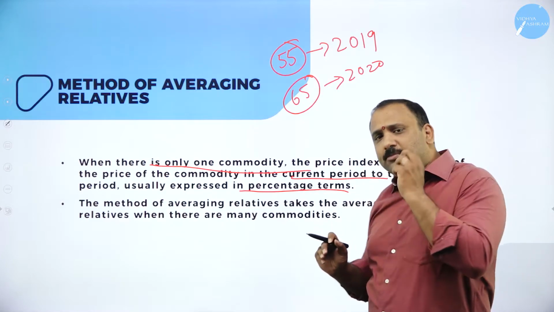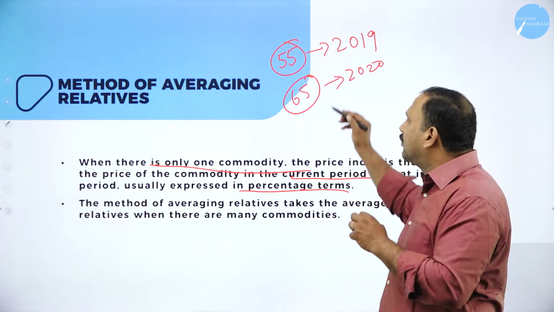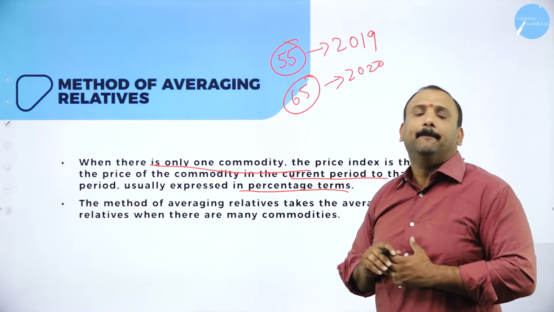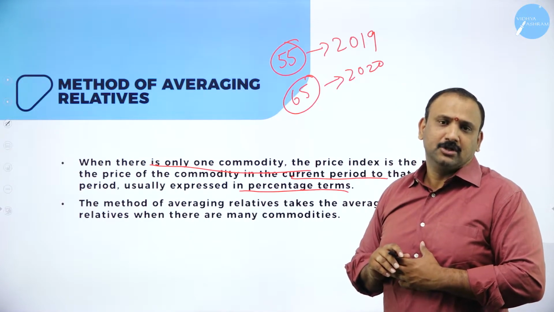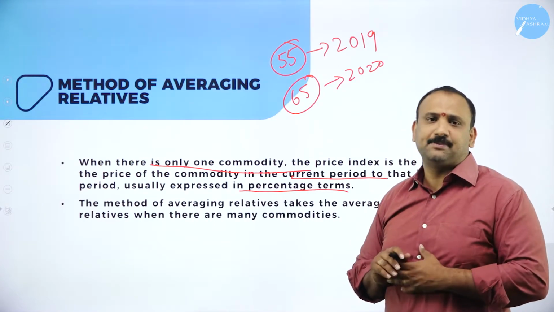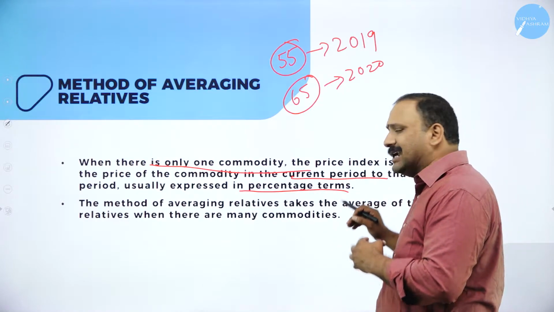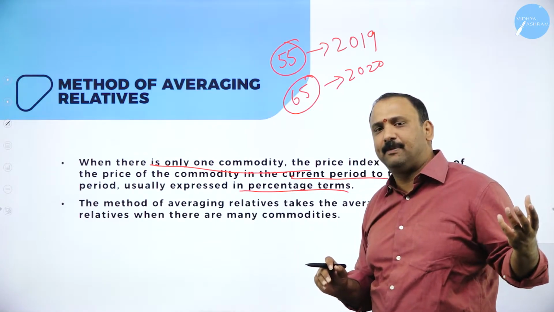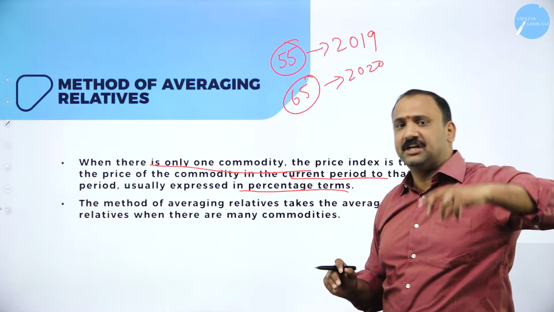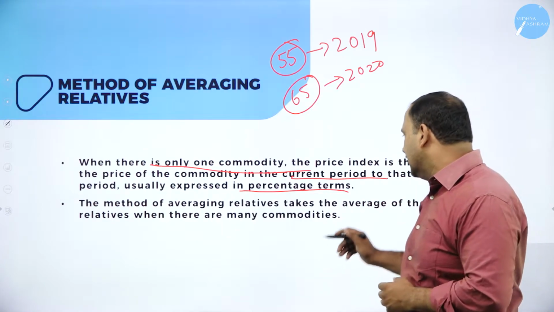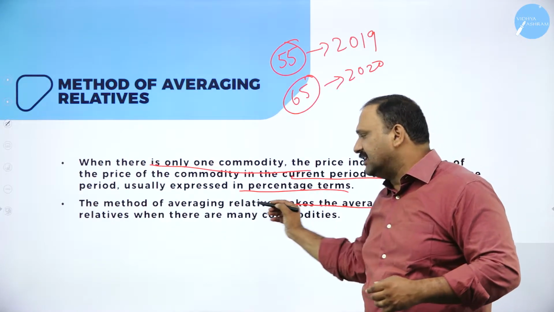So normally what is happening here is that we are going to express it in terms of percentage altogether. When we express it as a percentage, we are going to understand how much change is happening when compared to the base year or the previous year. This takes an average of these relatives.